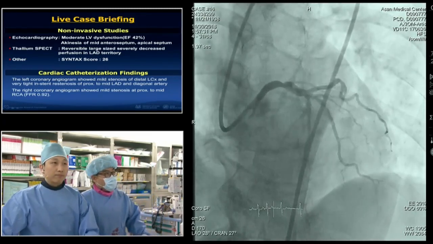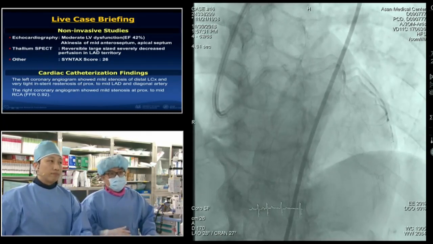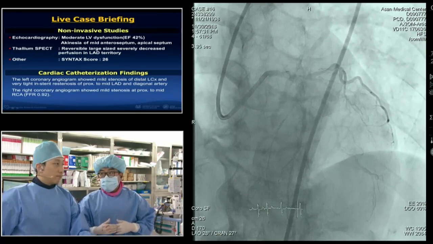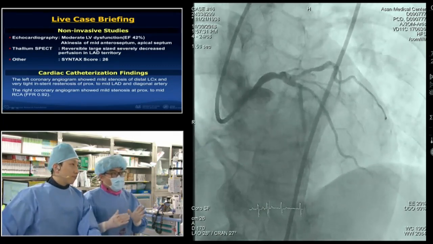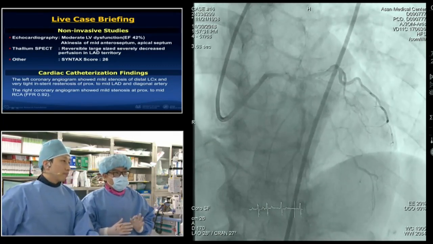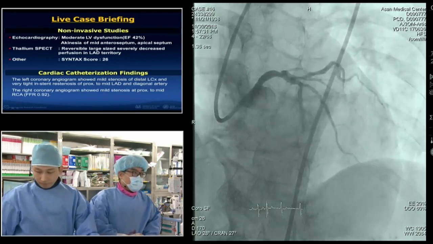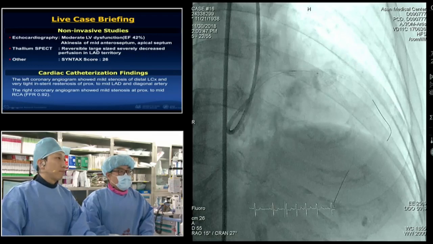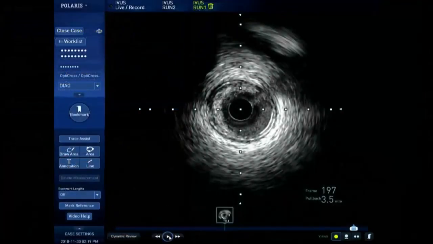But from this projection, we think the diagonal ostium maybe is not that severe. But we are not sure whether it's a really bifurcational stenting, because the previous T stenting could be a geometrical miss at the ostium of the diagonal. Okay, so we started with the IVUS run. We want to find out what's the mechanism of this restenosis.